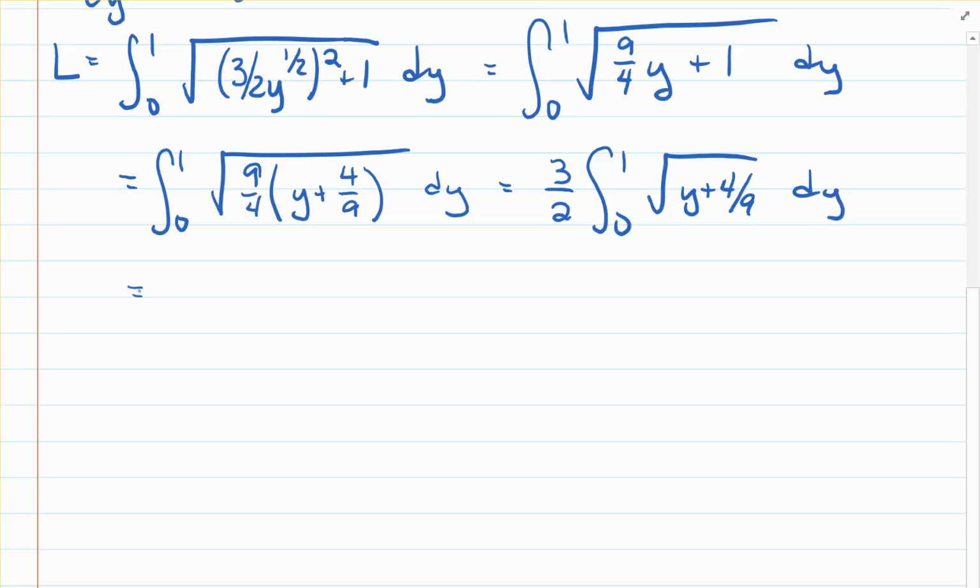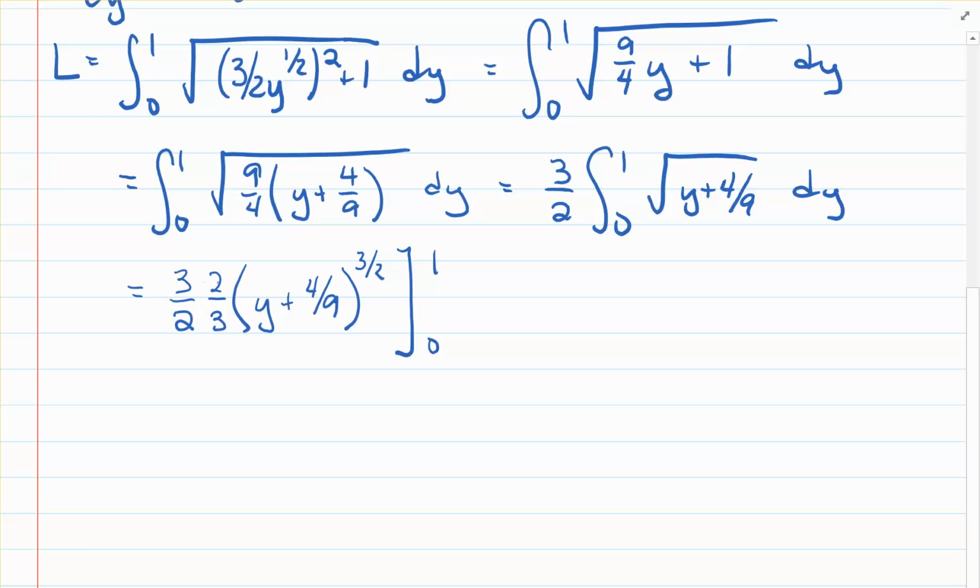So this is 3/2. This is y plus 4/9 all raised to the 1/2 power, so I raise the power by 1 and divide by the new power, or multiply by its reciprocal. Leave the inside alone. And if there were a derivative of the inside to worry about, then I might have some nasty u substitution. But in this case, the derivative of the inside is just 1, so this is easy. And I'm evaluating from 0 to 1.